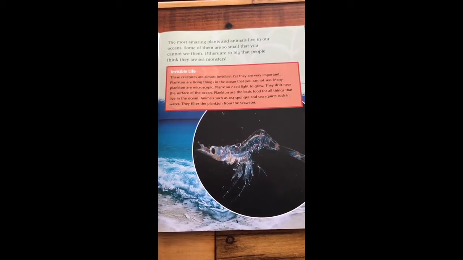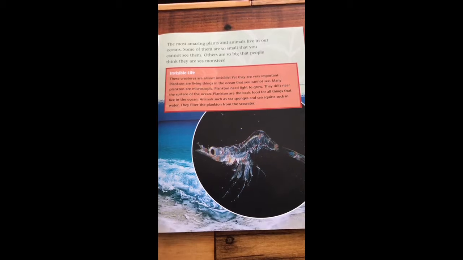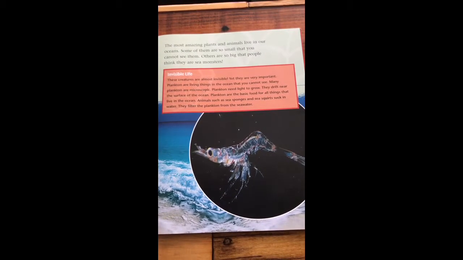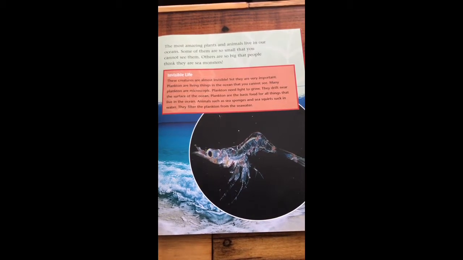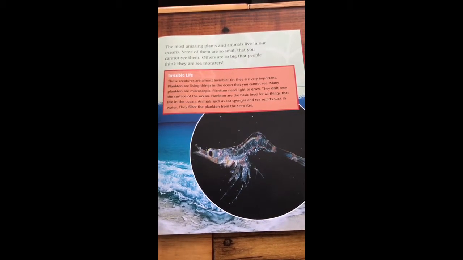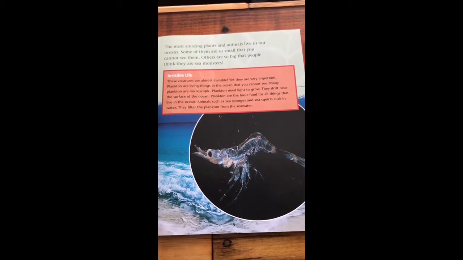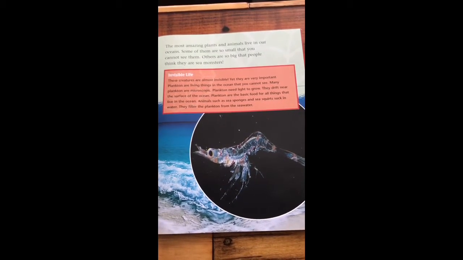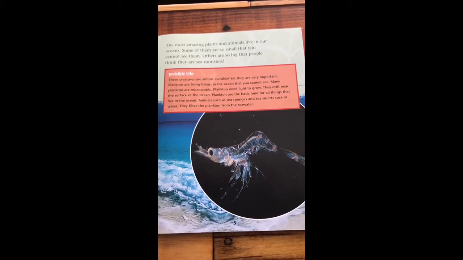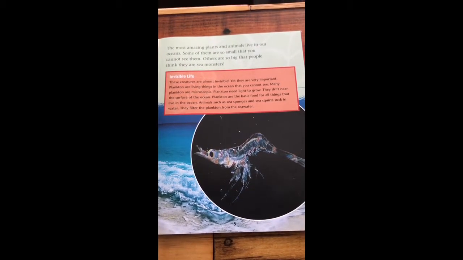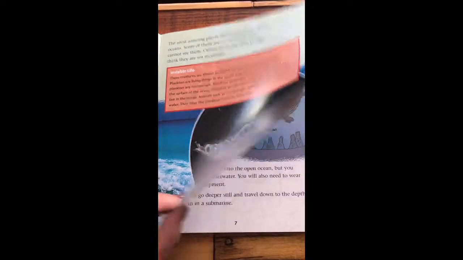Invisible life. These creatures are almost invisible, yet they are very important. Plankton are living things in the ocean that you cannot see. Many plankton are microscopic. Plankton need light to grow. They drift near the surface of the ocean. Plankton are the basic food for all the things that live in the ocean. Animals such as sea sponges and sea squirts suck in water. They filter the plankton from the seawater.